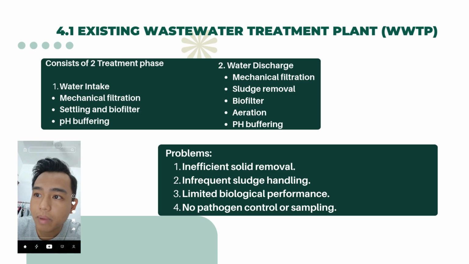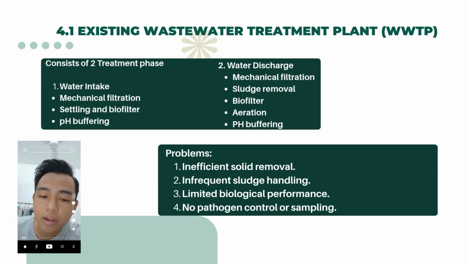First is the mechanical filtration. It is equipped with a static mesh screen, and according to the person in charge, there is no drum filter used. The second process is the sludge removal, and it is only done 2 to 4 times a year. And then the next one is biofilter. It is using fixed media and added probiotics.